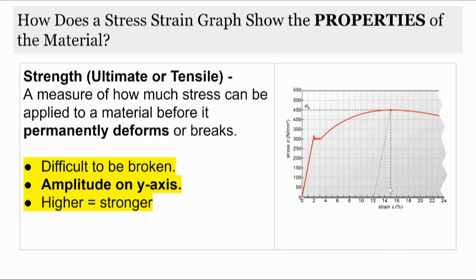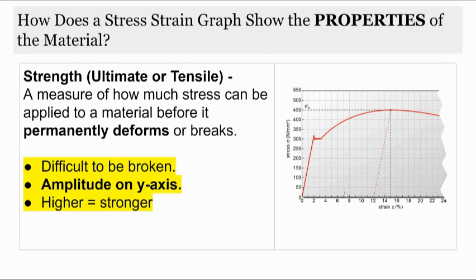So when we measure strength, this is referred to as ultimate or tensile strength. We're measuring how much stress can be applied to a material before it permanently deforms or breaks. In other words, strength is how difficult it is to break something. And it is measured by the amplitude on the y-axis. The higher in amplitude it is, the stronger the material is.